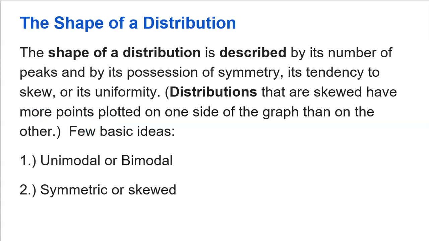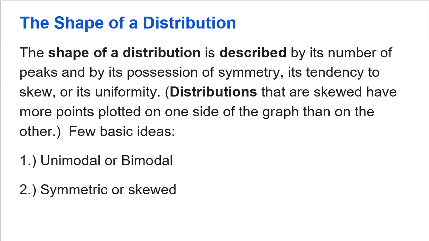Shape is a lot of fun, not too bad. The shape of a distribution is described by its number of peaks and by its possession of symmetry, its tendency to skew, or its uniformity. Distributions that are skewed have more points plotted on one side of the graph than on the other. We'll talk about that here shortly.